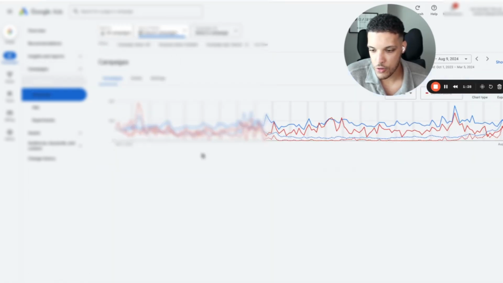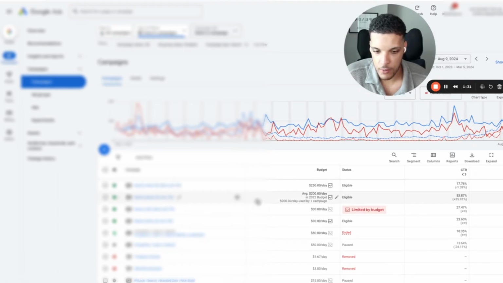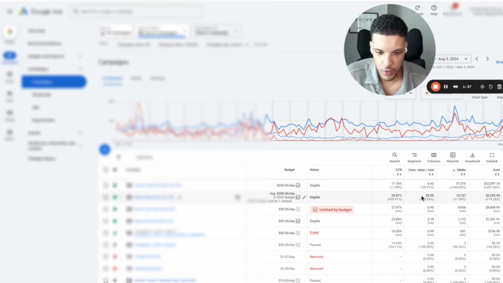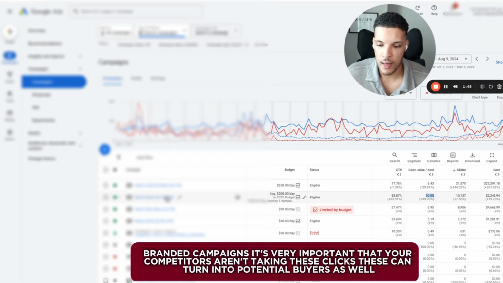And then the other type of search campaign that we ran was branded. So we wanted to make sure to protect our brand name from competitors as well, where we generated over a 30x return on ad spend for branded traffic, increased the click-through rate and clicks so that we're missing less on search impression share. And with branded campaigns, it's very important that your competitors aren't taking these clicks because these can turn into potential buyers as well.